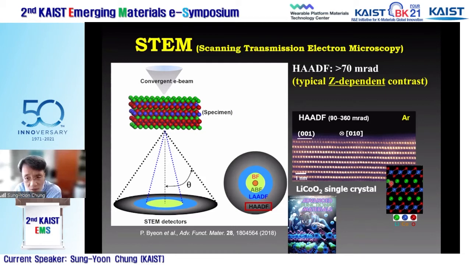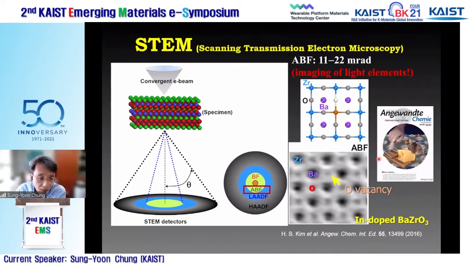So I think the atomic number of lithium is just 3. So this cannot be imaged in this mode. Only the lithium, the bright one, is only the lithium color, without visualization of the oxygen and lithium.